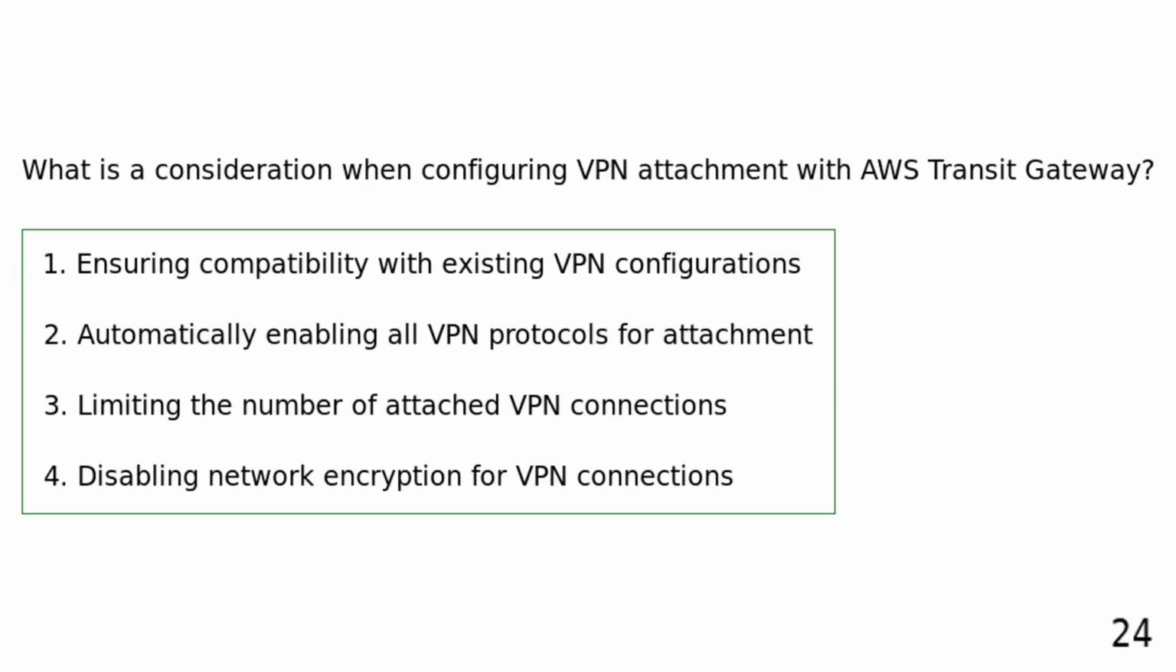What is a consideration when configuring VPN attachment with AWS Transit Gateway? Ensuring compatibility with existing VPN configurations. Automatically enabling all VPN protocols for attachment. Limiting the number of attached VPN connections. Disabling network encryption for VPN connections.